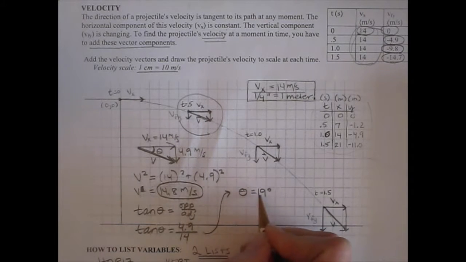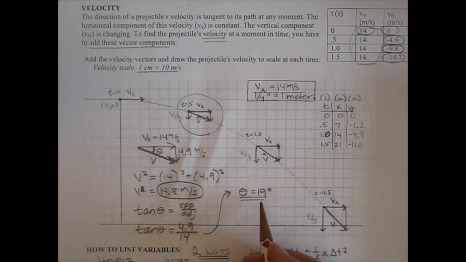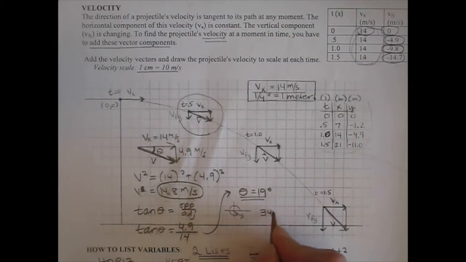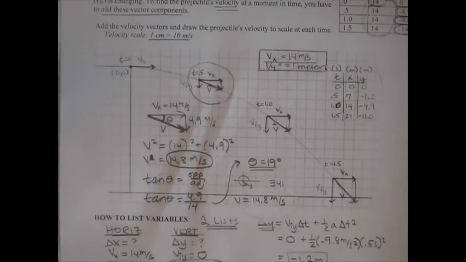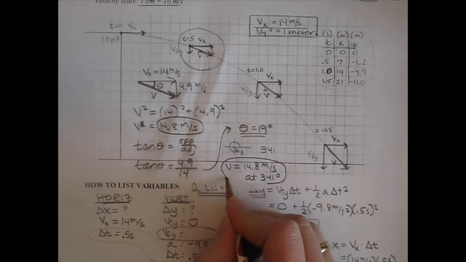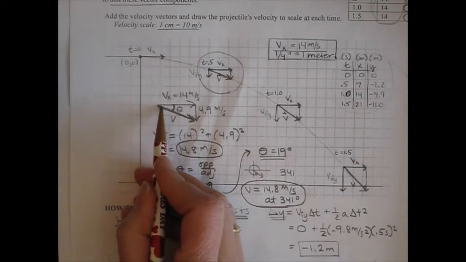But you always have to be careful where that is measured from. That is below the horizontal. So you could say that the velocity is 19 degrees below the horizontal, or you could give the angle from the positive x-axis, which is what we usually do. Then it would be 360 minus 19, which is 341. So to state the final velocity, we would say that the velocity is 14.8 meters per second at 341 degrees. Okay, that is the velocity at this time.